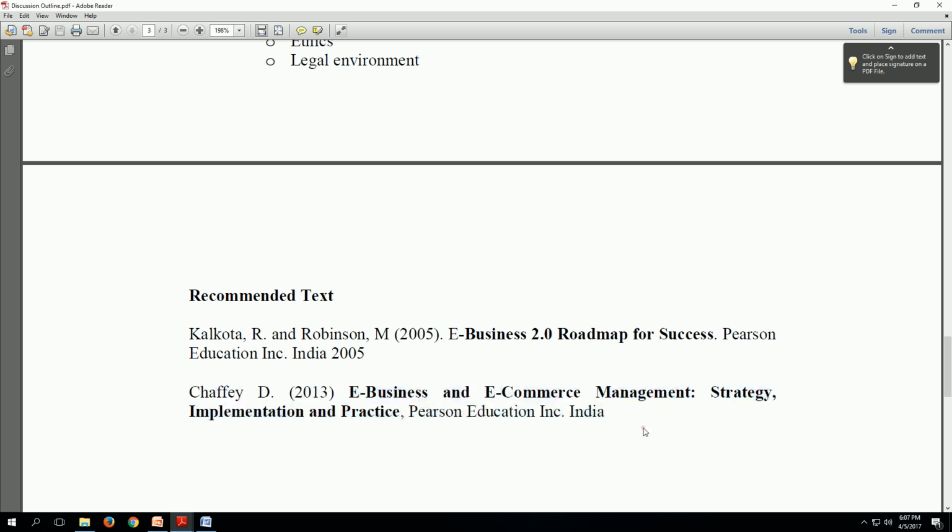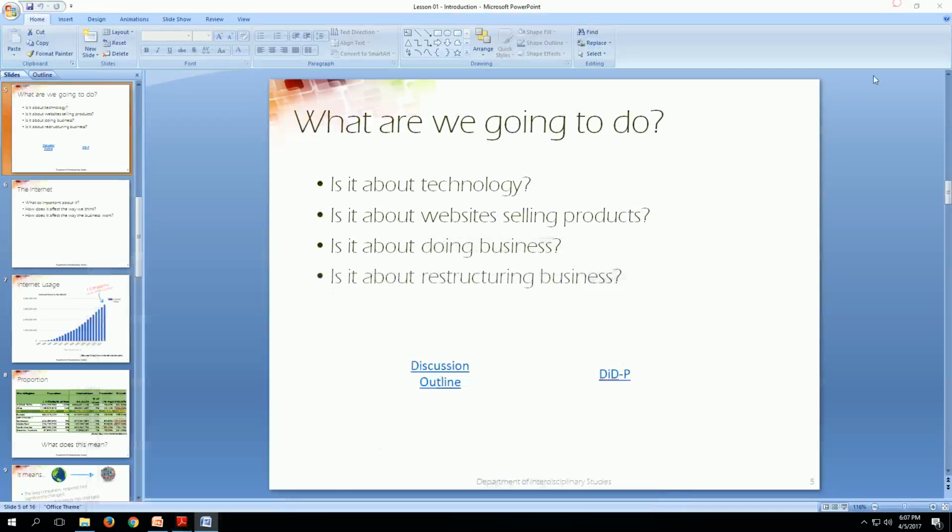So I'm not quite sure whether this is available in the library, but I had already recommended this book, so hopefully by this time it has reached, but I have to check. I don't know. Right.